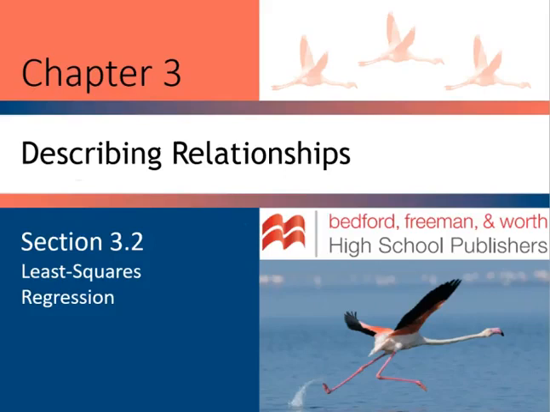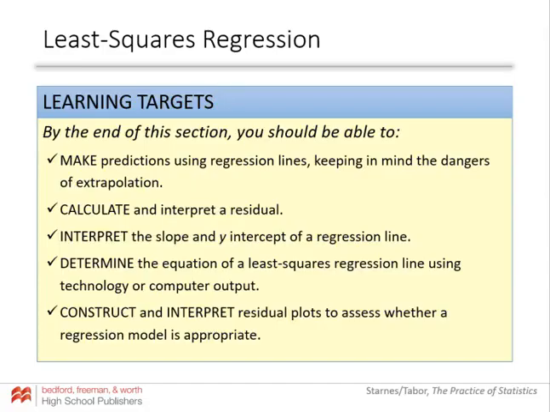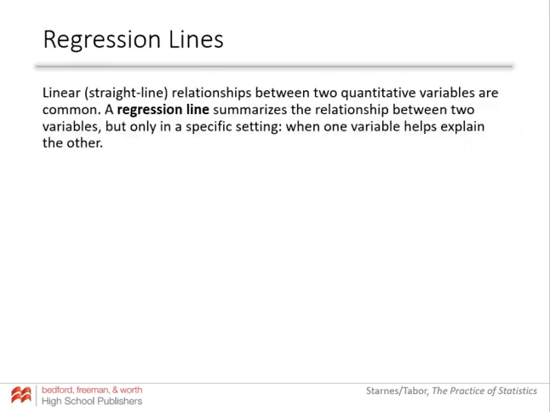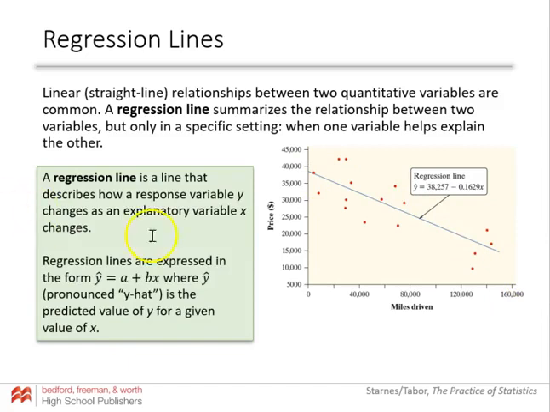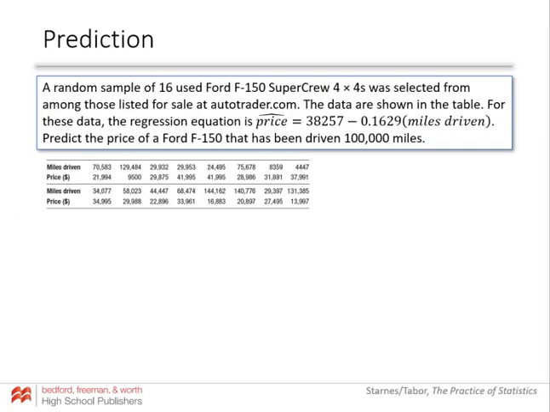Section 3.2, we're going to look at least squares regression. The concept of a regression line is something that you've seen in other classes, Algebra 1, Algebra 2. We have a scatter plot, and we want a line that, as best as we can, describes the pattern of this data. In this class, this is the form we're going to use: y hat equals a plus bx, and we put a little hat over the y to indicate that this is a predicted value. So nothing new here.